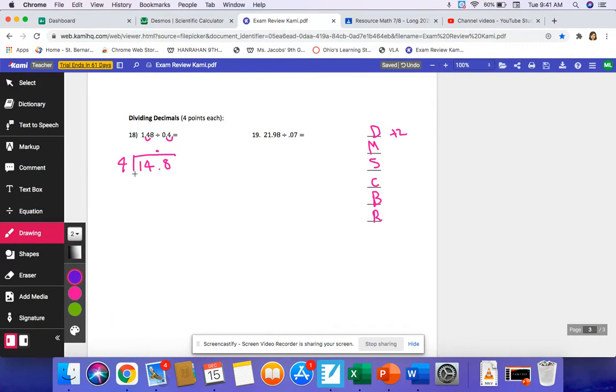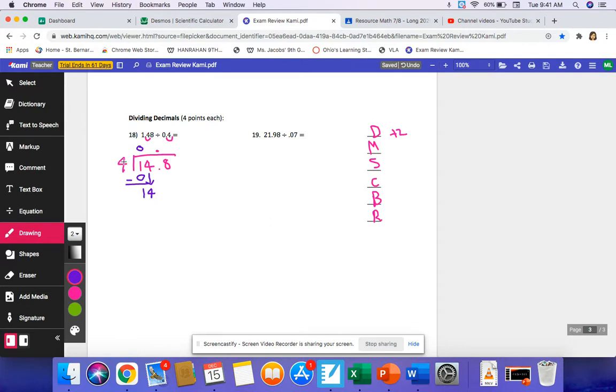So 1 divided by 4 is 0. Then we multiply. 0 times 4 is 0. And we subtract. This is still 1. And we bring down. And we repeat all over again.